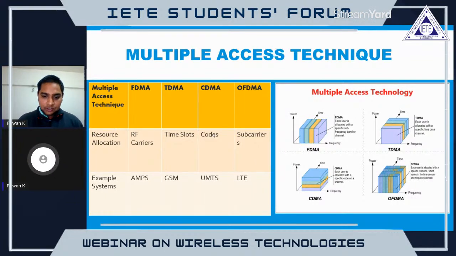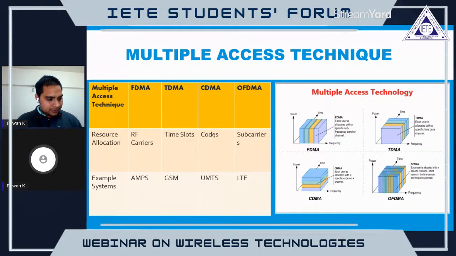OFDMA, which is being used in 4G, orthogonal subcarriers will be used to transmit the signals to different users. So each user will be allocated specific resources, which vary in the form of time and frequencies. But by orthogonality, the network can allocate more and more resources to each user. So these are the different multiple access techniques being used in our recent technologies.